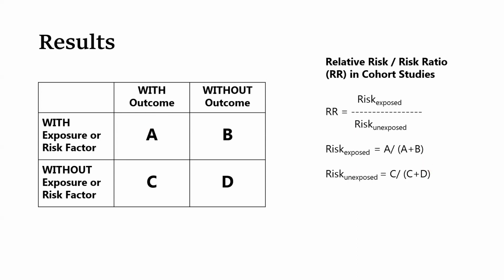Similarly, the risk in the unexposed means how many were harmed or with the outcome over all of those without the exposure. Then the relative risk is again the ratio between the risk in the exposed group and the risk in the unexposed group. Then how would you interpret whatever value you got from this RR?